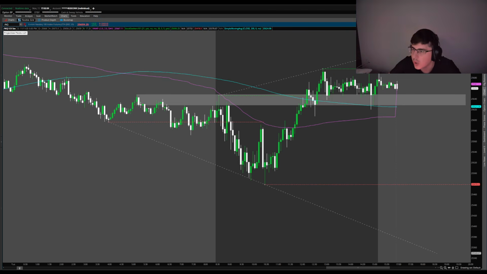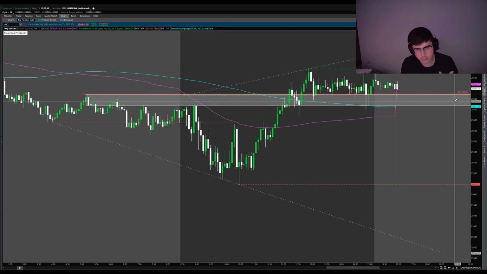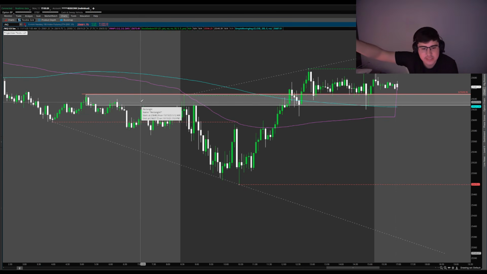Because if we just do one line here, right? Let me go back and just draw a line to this high point right here. I'm going to make this line not too invisible and make it red. What's giving you more data, the zone or one line? The zone. Now, how is this giving you more data?